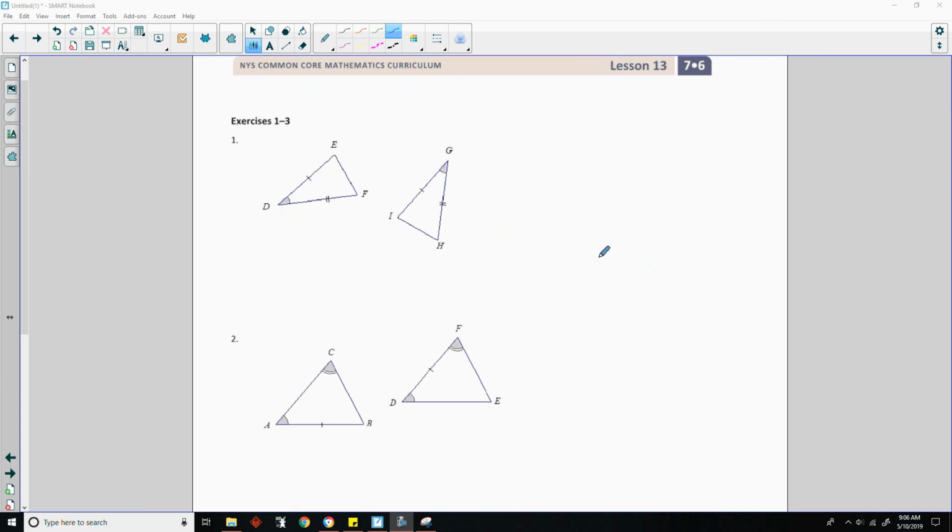Okay, moving on to page 2. These are exercises, so pause the video, see if you can do these. I gave you that one example, and then unpause the video and check your answers. And we'll get started here.